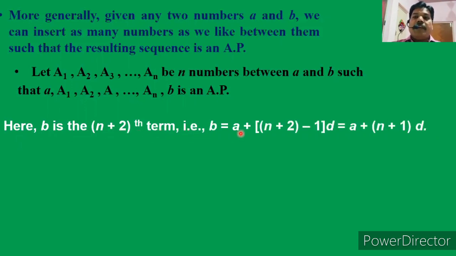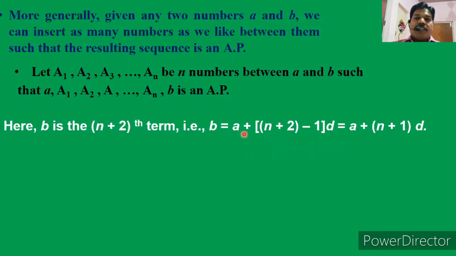That is, b can be written as, what is the formula? An is equal to a plus n minus 1 into d. But b is the n plus 2th term. So automatically b can be written as a plus, in the place of n you have to take n plus 2 minus 1 into d.